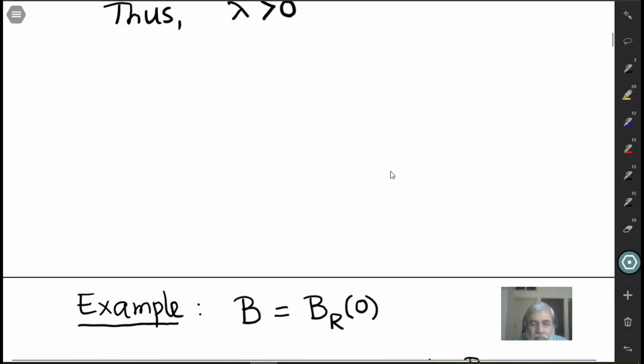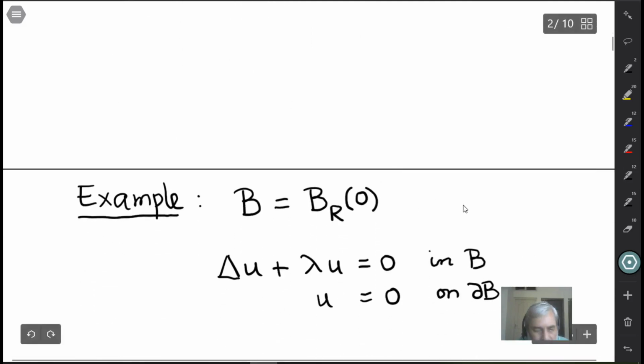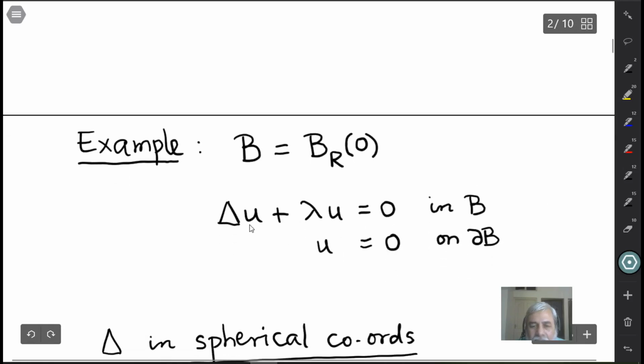So we'll, as usual, take a simple case of the domain, namely we take omega to be a ball of radius r centered at the origin. Okay, and then you consider this eigenvalue problem: Laplacian u plus lambda u equal to 0 in B and u equal to 0 on del B.